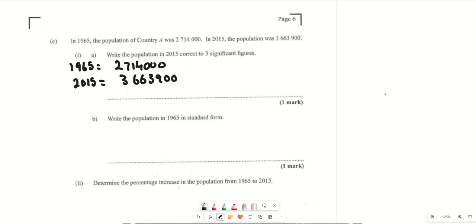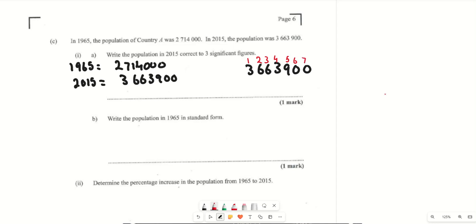Write the population in 2015, which is 3,663,900, to three significant figures. Now, with significant figures, we always start from the first number. So 3 would be the first significant figure. 6 is the second. The second 6 is the third. The second 3 is the fourth. 9 is your fifth. 0 is your sixth, and the next 0 is your seventh.